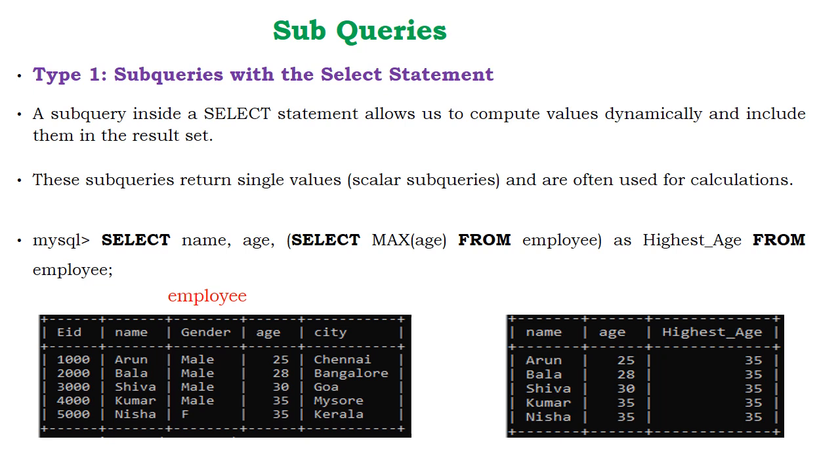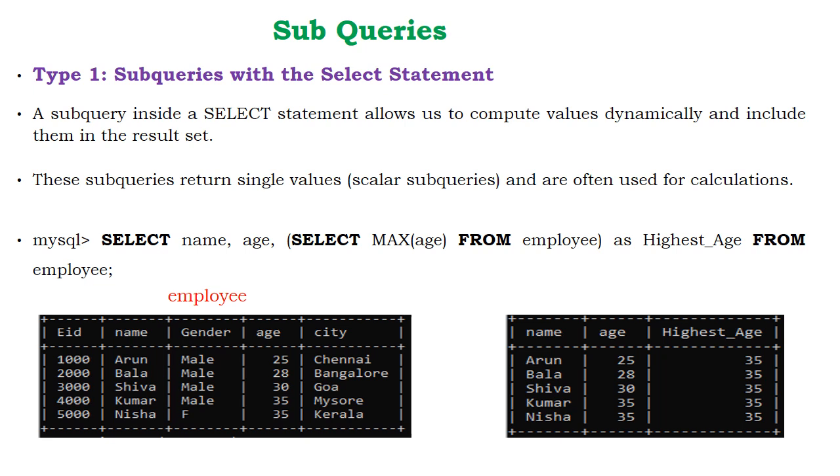For example, select name and age. Within the parentheses, write the subquery. For example, select maximum of age from employee as highest age. Here, highest age is the alias name, under which it will display the result. Then from the employee table.